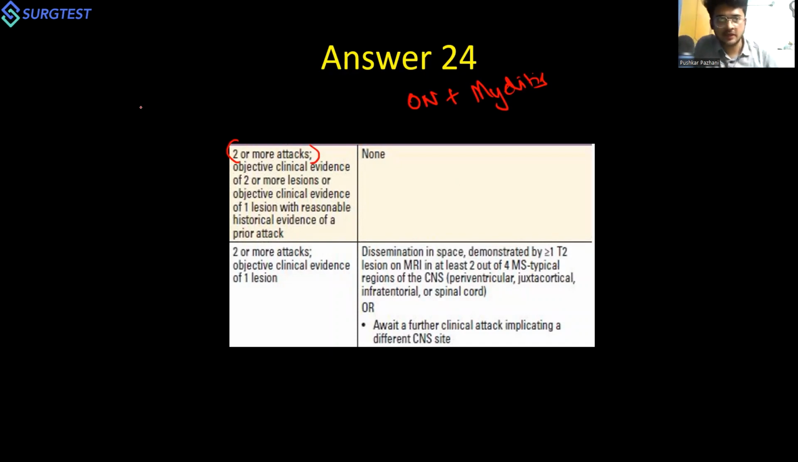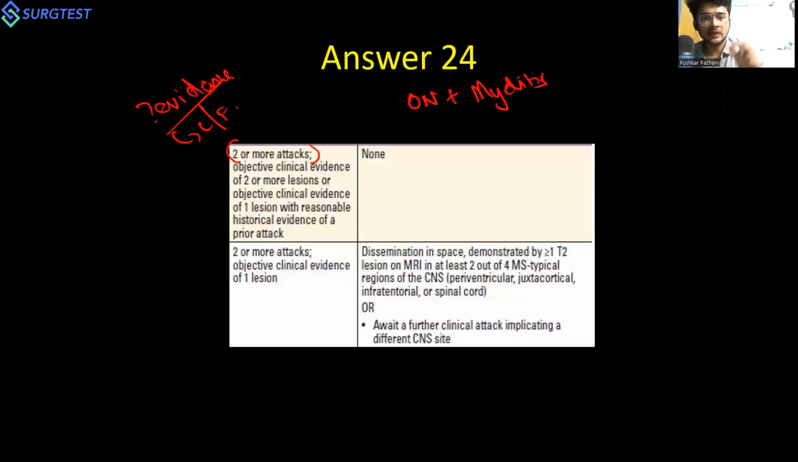So what is this evidence? This evidence can be clinical. Clinical evidence could be something like an RAPD, or spasticity, or an extensor plantar, or an area of sensory loss. So you basically have a history of two attacks. The patient has a history of optic neuritis and transverse myelitis, but that is not enough. You need to objectively provide the clinical evidence for this.